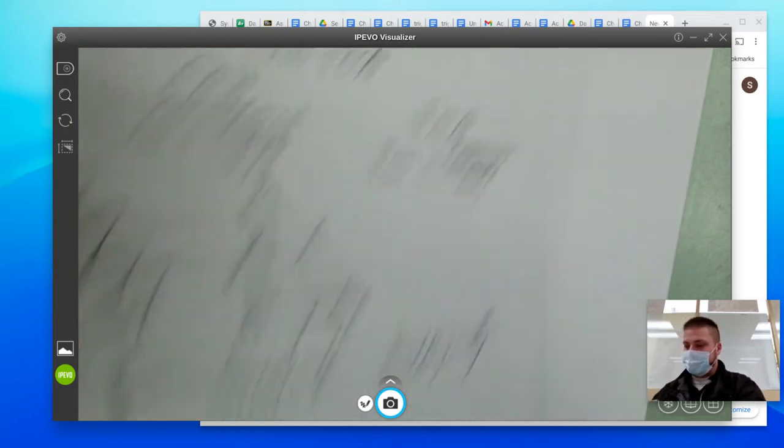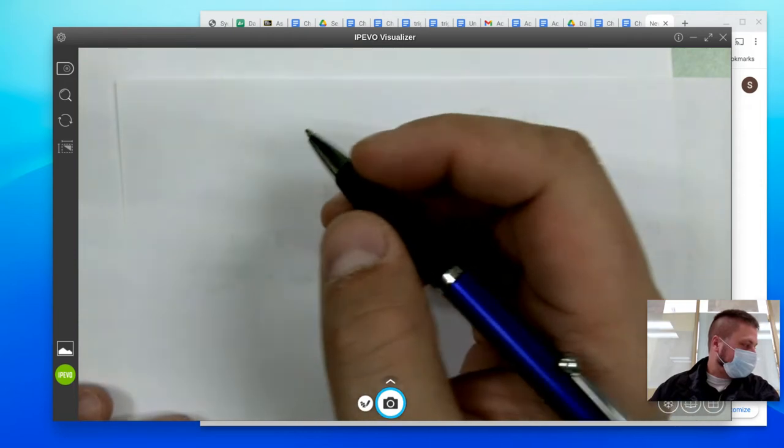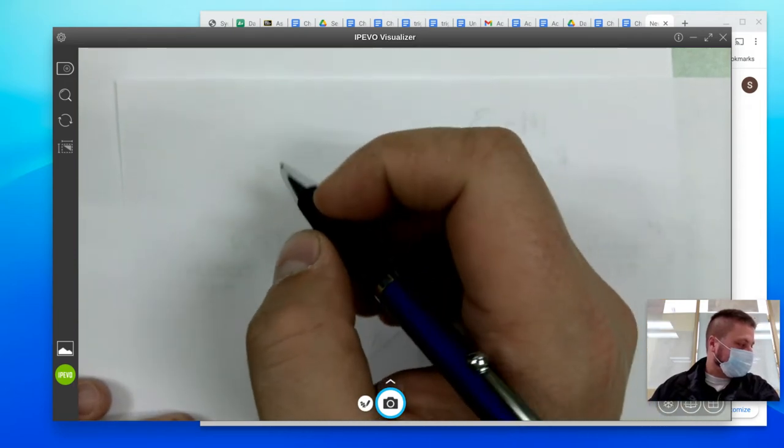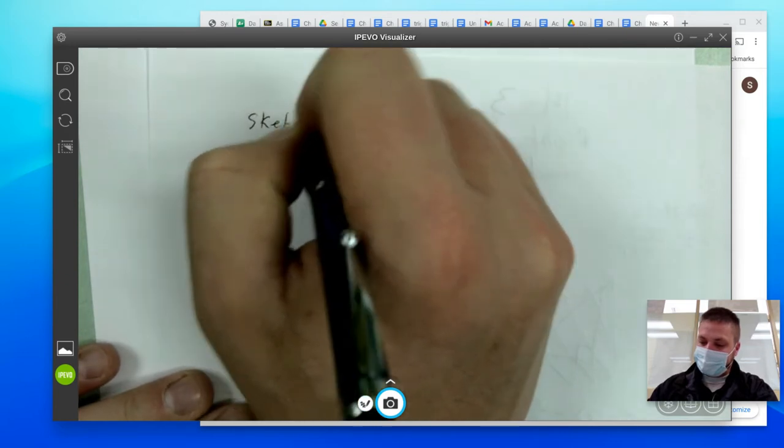All right, one thing that they might do is they might give you a trig ratio. So they might say sketch this triangle.